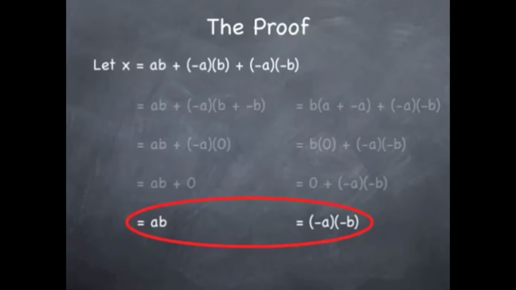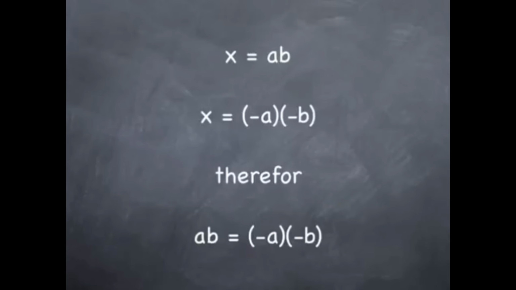But we got both of these answers from the same expression for x that we started with. In other words, x equals a times b, and x also equals negative a times negative b. Therefore, a times b must equal negative a times negative b.